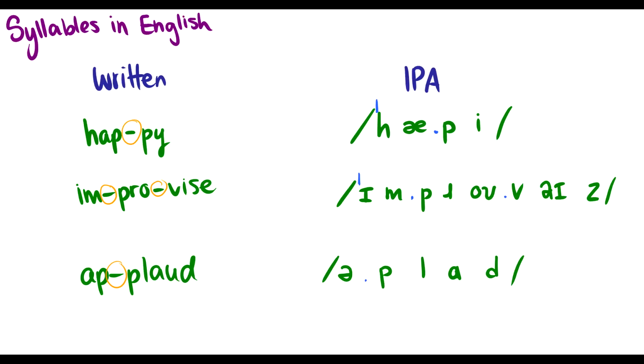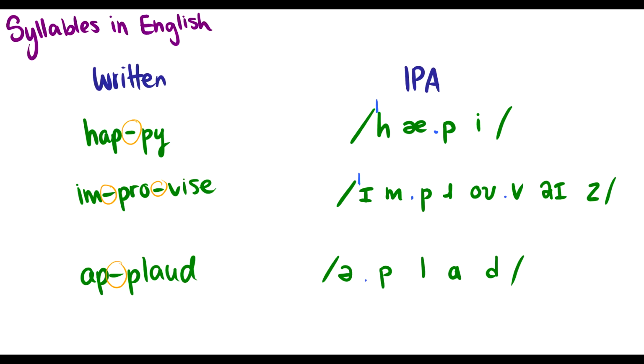We might be asking, how do you know that's primary stress? We can force primary stress when we speak. So instead of saying improvise, I could say imPROvise. That sounds really weird, but that is primary stress on pro. Now let's put primary stress on vise: improVISE. We don't say that when we speak. We say IMprovise. So the primary stress is on im.